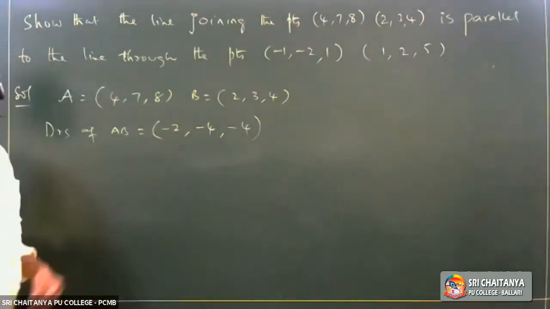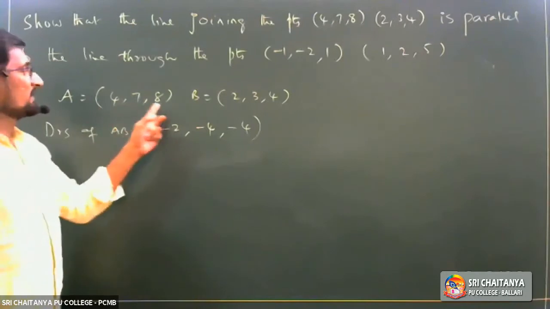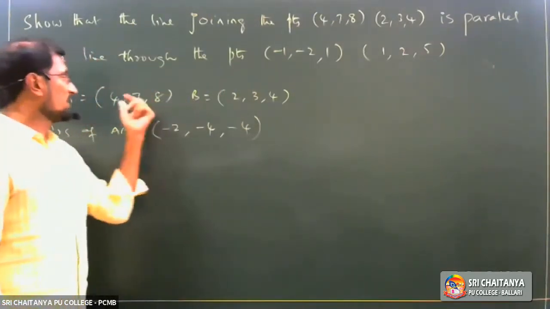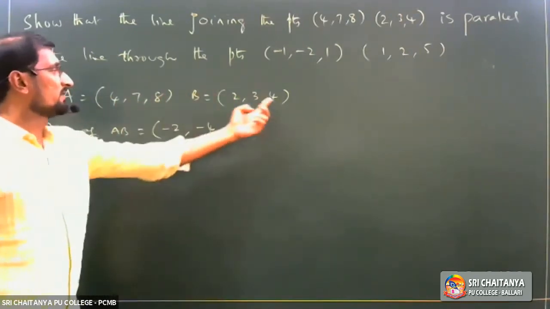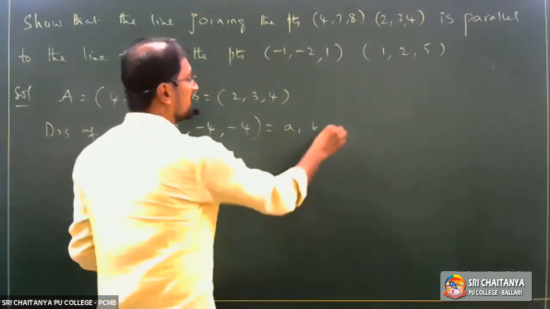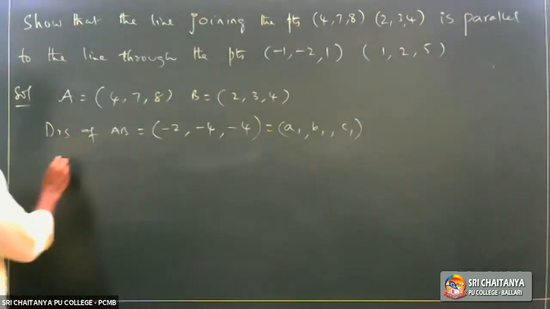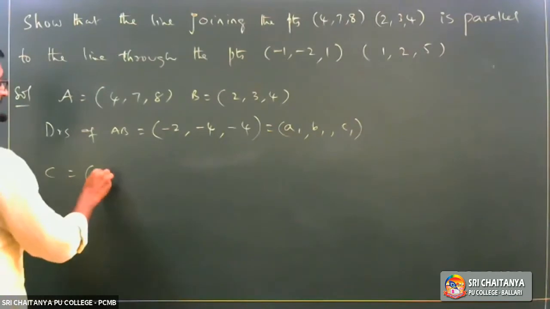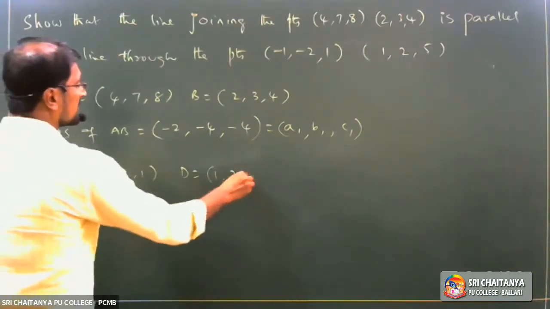Am I right? I am going to repeat this once again. With x1, y1, z1 and x2, y2, z2, the DRs are x2 minus x1, y2 minus y1, z2 minus z1. Consider this as A1, B1, C1. Now, let C be (-1, -2, 1) and D be (1, 2, 5).